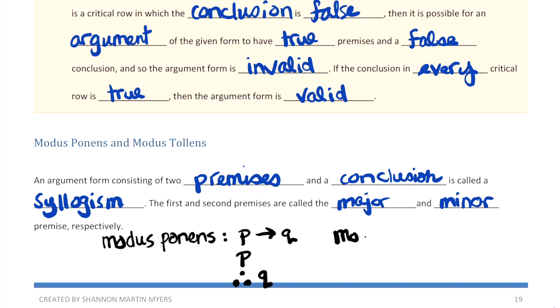Now, a modus tollens has the form: P implies Q, not Q, therefore not P, right? So these are two very useful argument forms. Okay so far? All right.